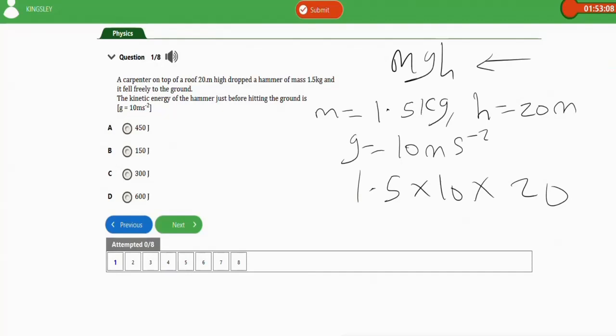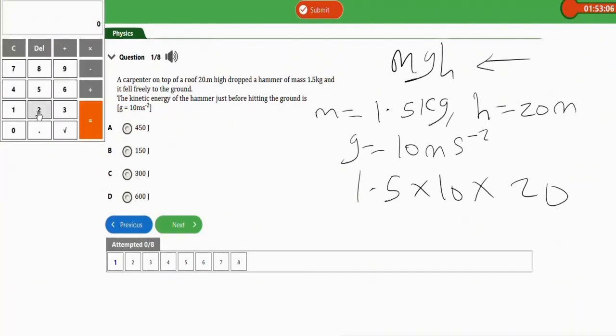That will give us the answer. It's as easy as this. So we have 20 times 10 times 1.5. So we have the output to be what? 300 joules. So that's the option, option C. Let's wipe this and solve the next repeated question.